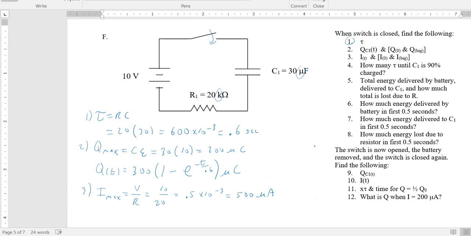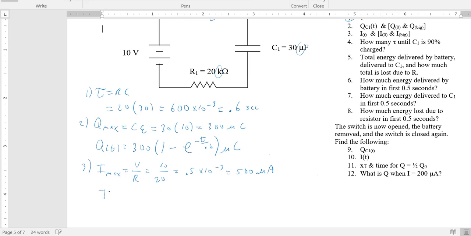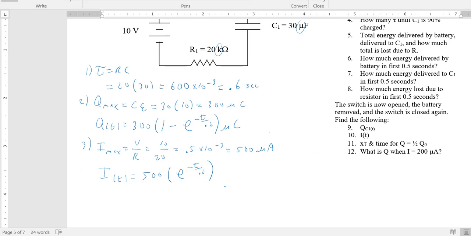When you first close the switch, your current will be 500 microamps. But then as time goes by, the capacitor will charge up and the current will die. So for the current as a function of time, we want that 500. And then do we want the e or the 1 minus e? Well, we want the function that goes from 1 to 0, and that is e to the negative t over tau, which is 0.6. Okay, so that's your current as a function of time.